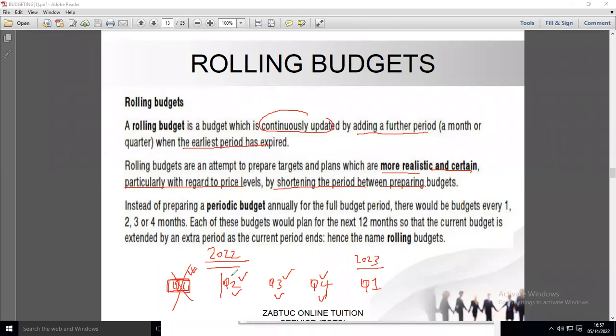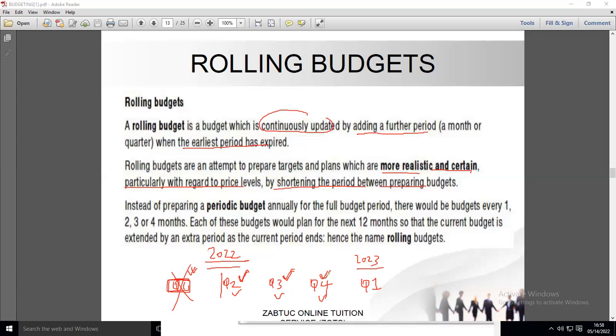Knock off a period, add another period there. You add a further period when the earlier period has expired. So every time, we have a budget for 4 quarters or 12 months, with one of them being more detailed than the others.